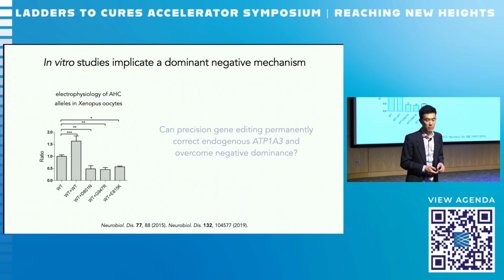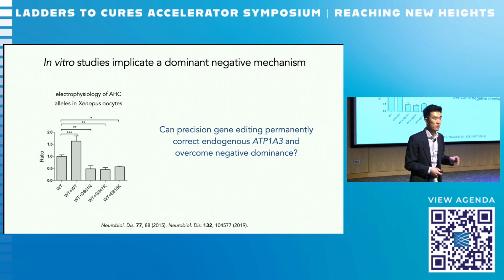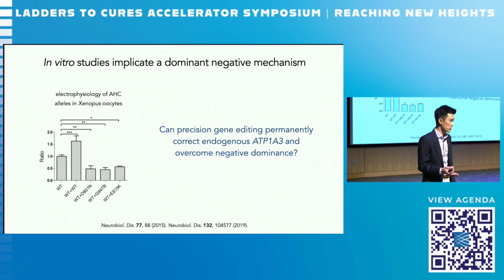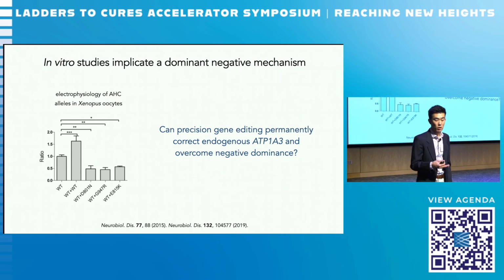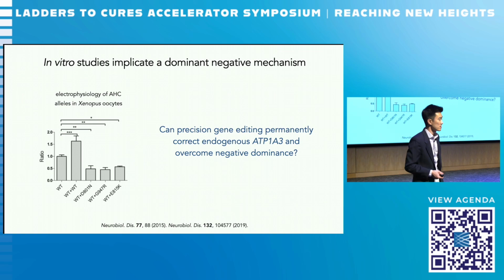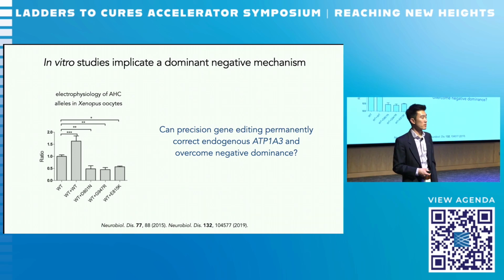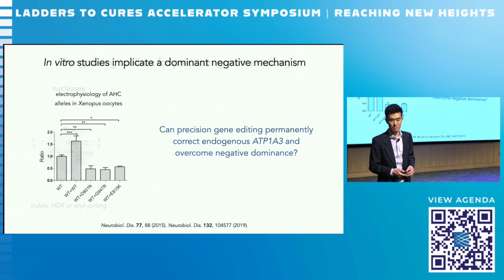Given the challenges associated with transgene complementation, given this putative mechanism, we asked whether precision genome editing might be able to directly address the root cause of AHC by reverting some of these mutations and potentially overcome these cellular mechanisms, providing a proof of concept permanent intervention for this debilitating neurological condition.